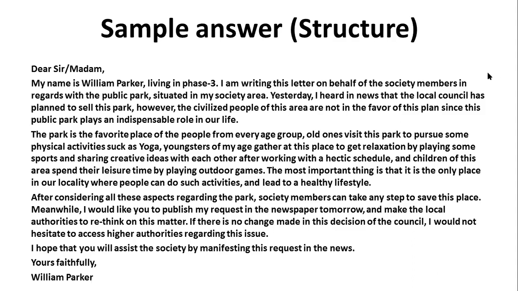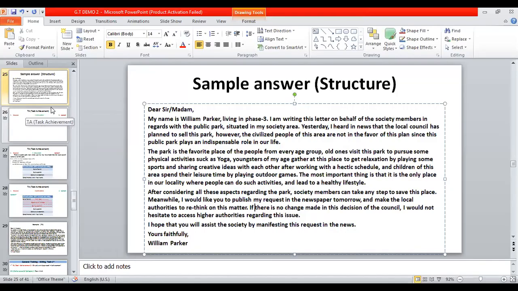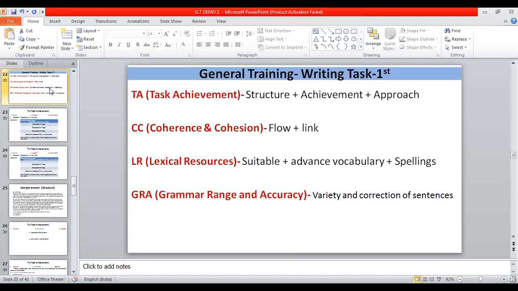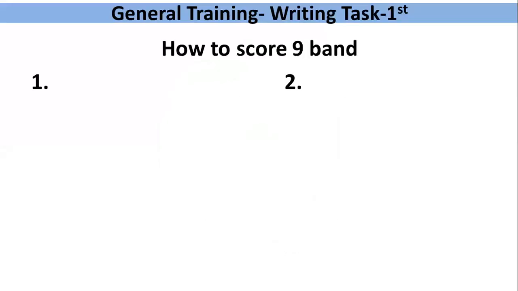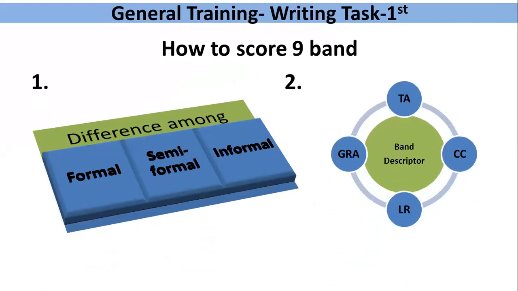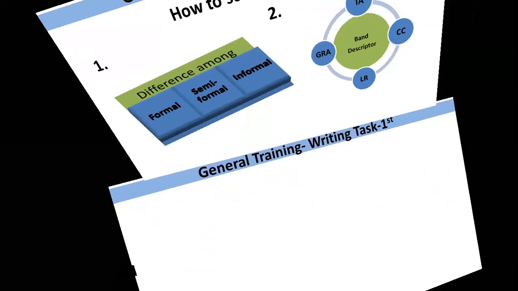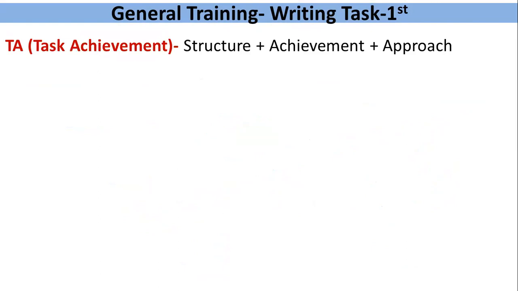Don't worry. Let's go to the task achievement section. But first, I would just like to show the structure of the task. I said there are two things to score 9. There are a lot of other things as well, like the tone of the task, but the main things are the task achievement, CC, LR, GRA. I've already told you about the formal, semi-formal and informal difference. Now we are just going to learn task achievement.